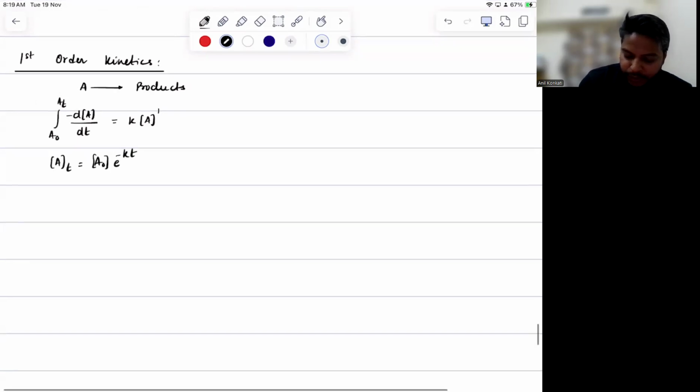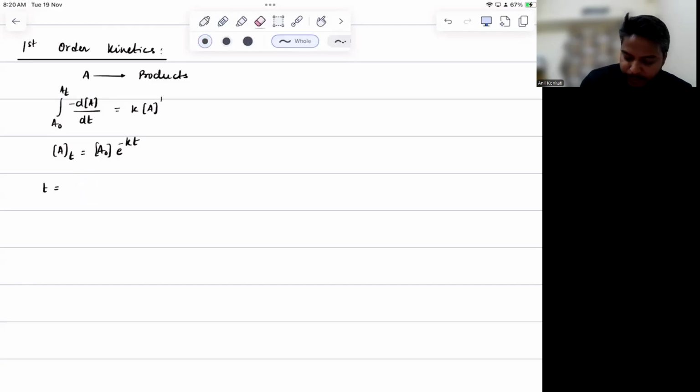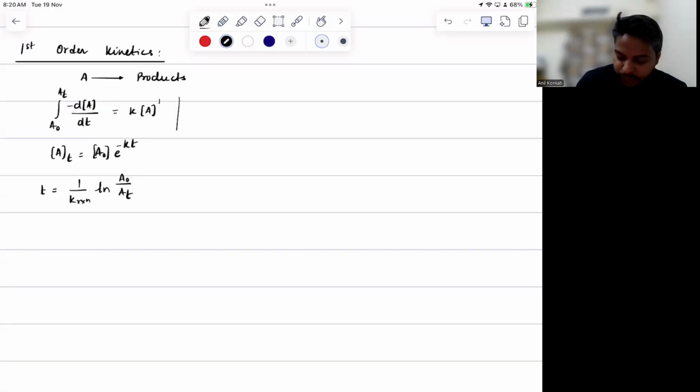Or if I write in terms of time, that can be written as 1 by k of the reaction, ln A naught by At. Okay, this is another way of writing it. So these are different ways how you represent the first order kinetics.